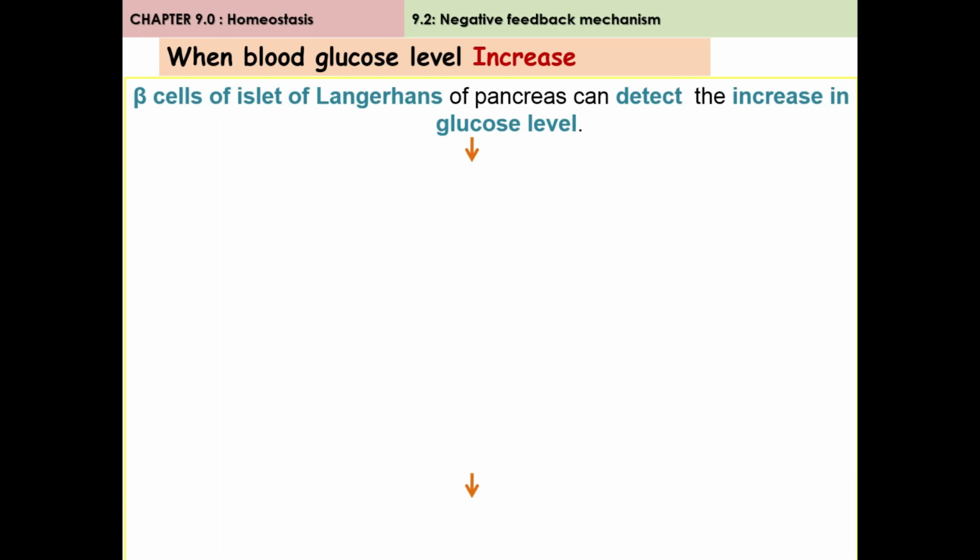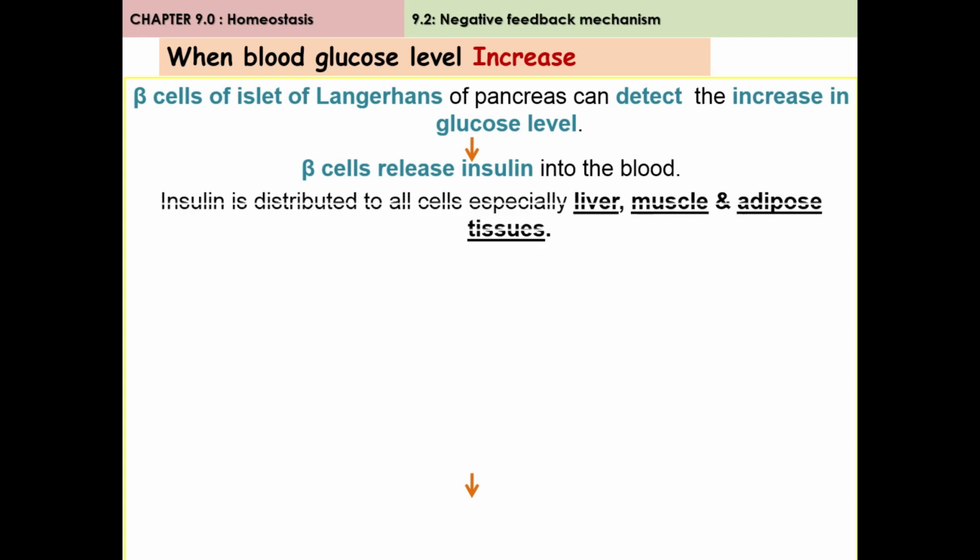Beta cells will release insulin into the blood. After that, insulin is distributed to all cells, especially the liver, muscle, and adipose tissue.